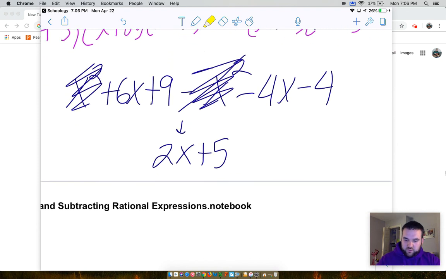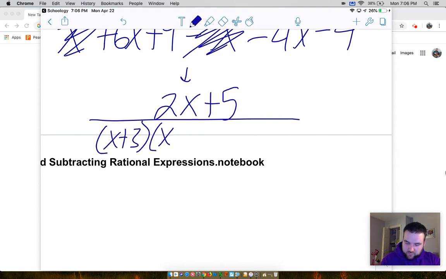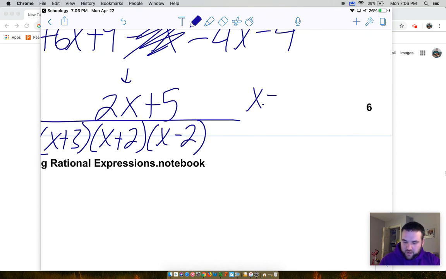So then I'm just going to write this with my final denominator of x plus 3 times x plus 2 times x minus 2. And so my domain or my restrictions would be x can't be negative 3, positive 2, or negative 2.